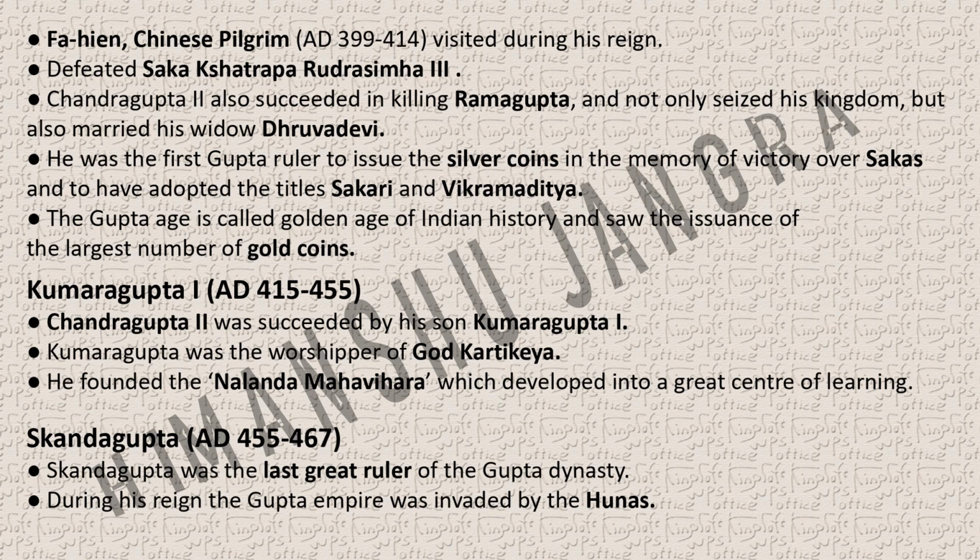Chandragupta II also succeeded in killing Ramagupta, and not only seized his kingdom, but also married his widow Dhruvadevi. He was the first Gupta ruler to issue silver coins in memory of the victory over the Sakas and to adopt the titles Sakari and Vikramaditya. The Gupta age is called the Golden Age of Indian history and saw the issuance of the largest number of gold coins.